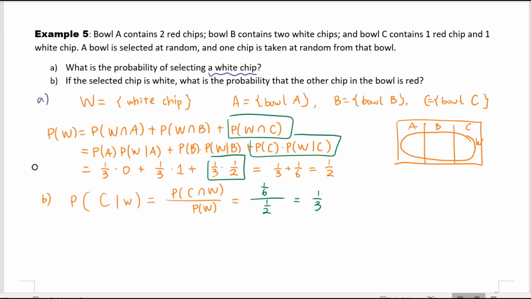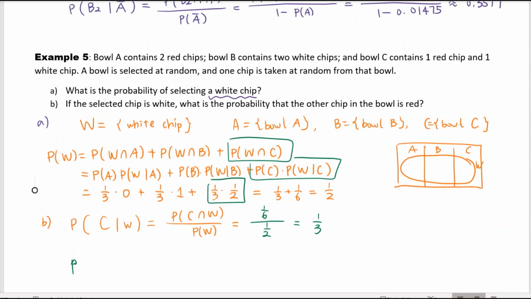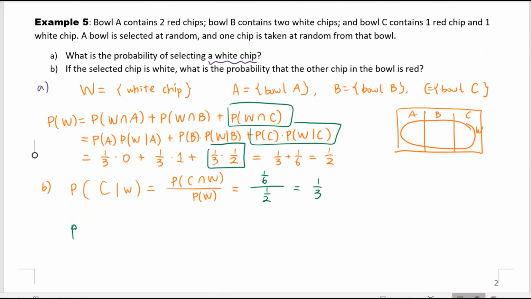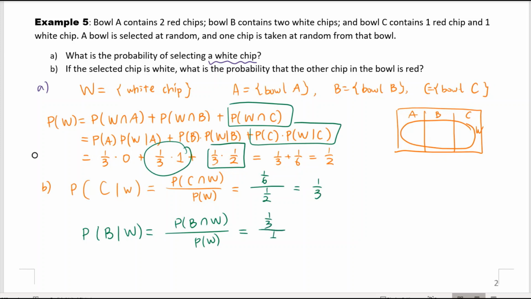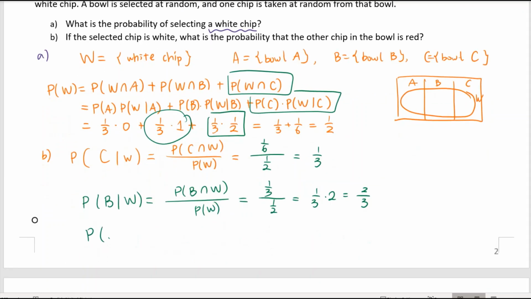All right, so this is example 5. You can also ask, what is P of B given W? And this is P of B and W over P of W. P of B and W will be this guy, right? So 1/3 over 1/2. This is like 1/3 times 2, so 2/3. And realize P of A given W is 0.